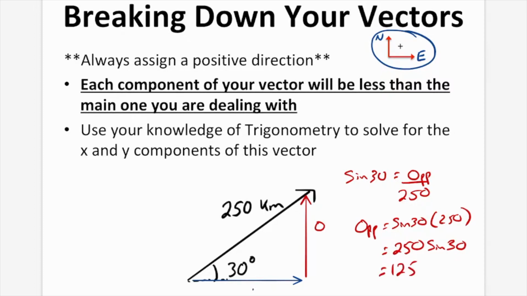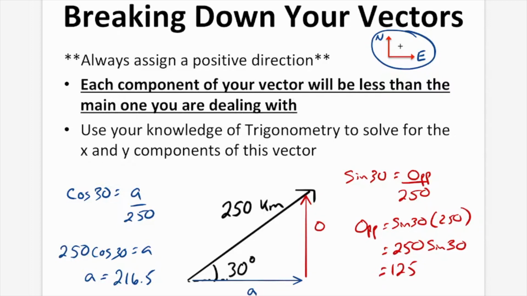Now we can do the same thing for the adjacent side. So the adjacent side, that's going to be our cos. So now we're going to say cos 30 is going to be adjacent over 250. We can rearrange just like we did before. So we're going to put the 250 up front. 250 cos 30 equals A. So adjacent side is going to equal 216.5. And now we've broken into our components.